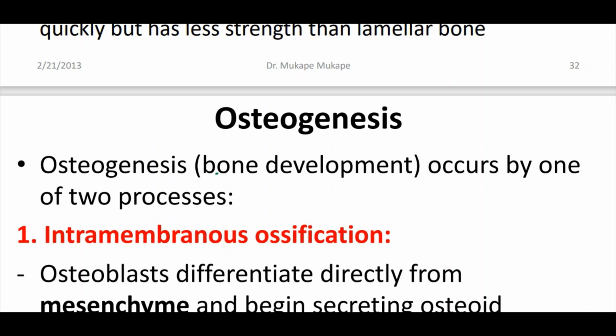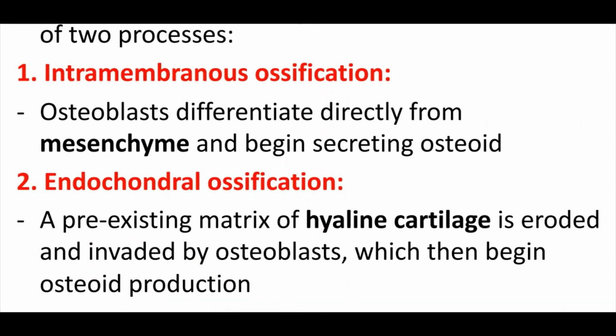Alright, let's move on to the next component, which is osteogenesis. Osteogenesis is simply bone development, and it occurs by one of two processes. Number one is called intramembranous ossification. Number two is called endochondral ossification. Intramembranous: intra means inside. Membranous just means connective tissue. So this is where bone is formed from inside of connective tissue.